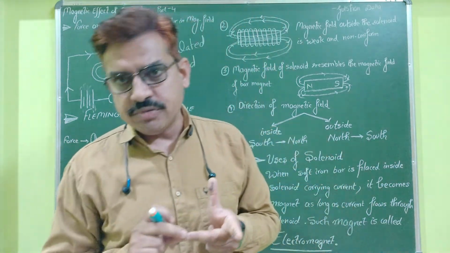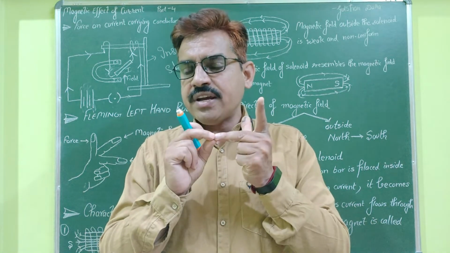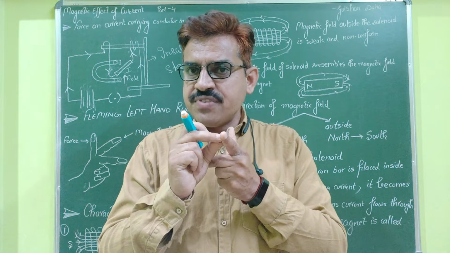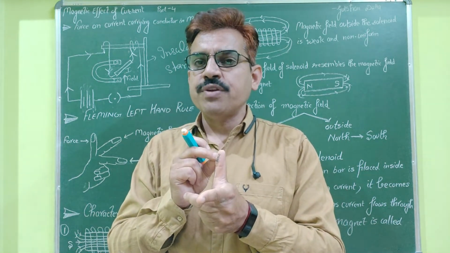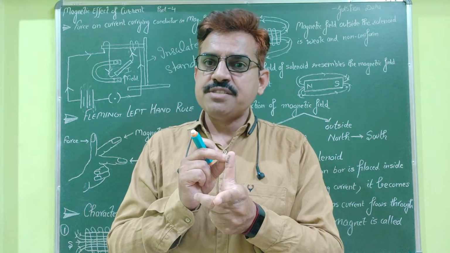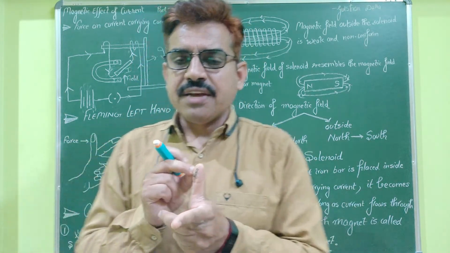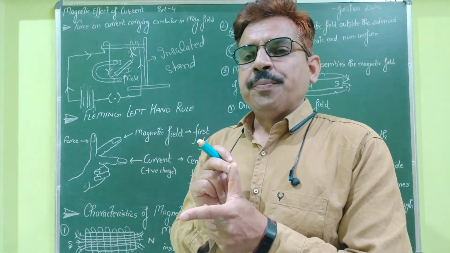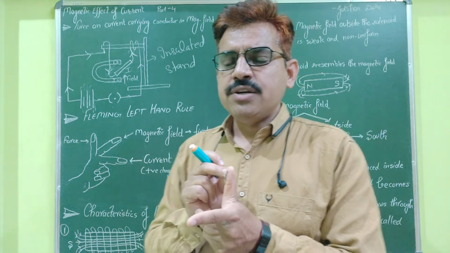To say it in one line: if the central finger is in the direction of the current or the positive charge, and the first finger is in the direction of the magnetic field, then the thumb gives the direction of the force experienced by the charge particle when placed in a uniform magnetic field. So this is known as the Fleming left hand rule. I think it is clear to all of you what the Fleming left hand rule is.